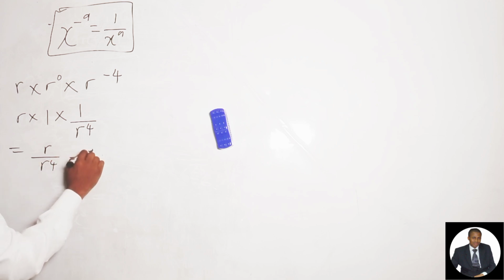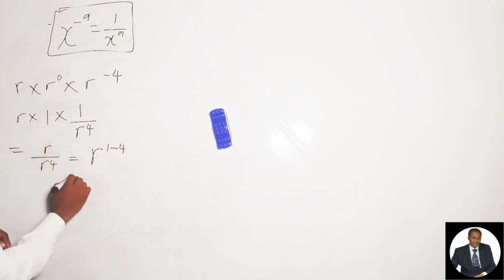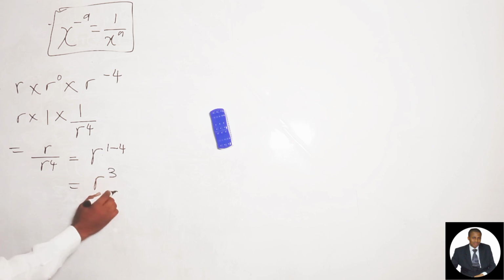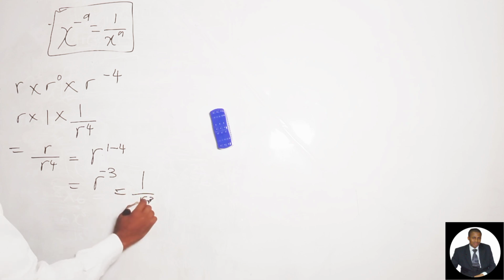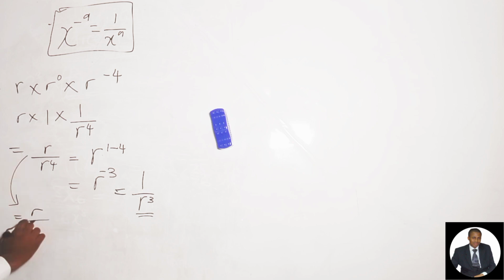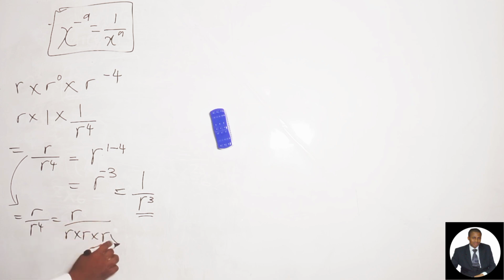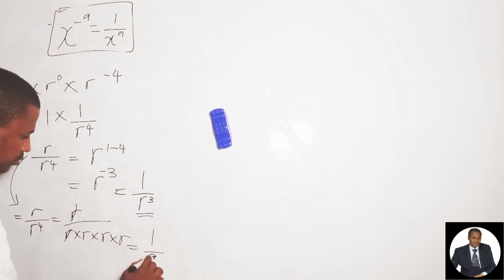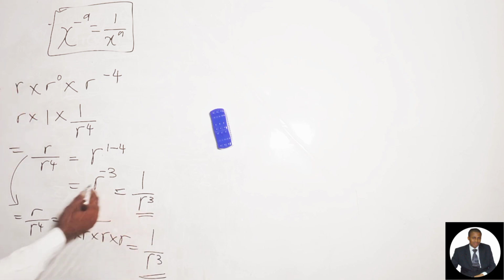This means r, we pick one of the bases, then this is raised to the power 1 minus 4. It gives us r to the power of minus 3. That is 1 over r cubed. This is one way. Another way we could do this is r over r times r times r times r. We cut this. That gives us 1 over r cubed. So we have the same thing.